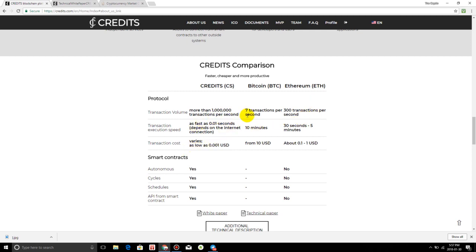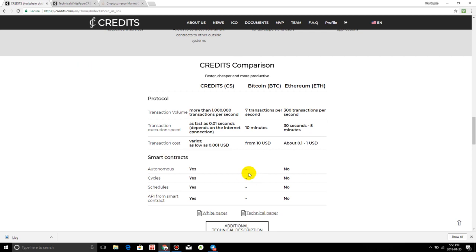But what kind of separates Credits from EOS is their scalability. They're claiming they would be able to hit 10 million transactions per second, which is just out of this world. Transaction execution speed, we got as fast as 0.01 seconds. Bitcoin is 10 minutes. Ethereum is 30 seconds to 5 minutes. So that's pretty cool there, guys. They are just blowing them out of the water there.